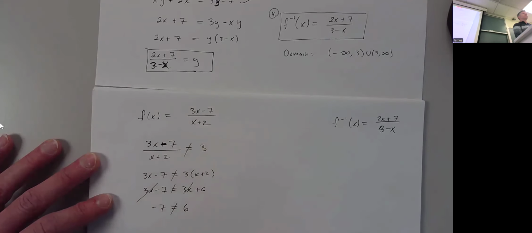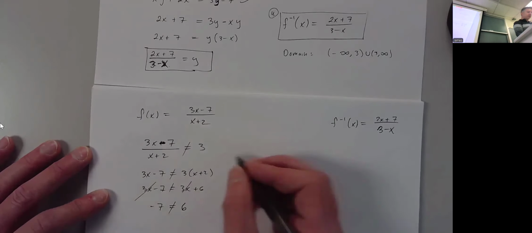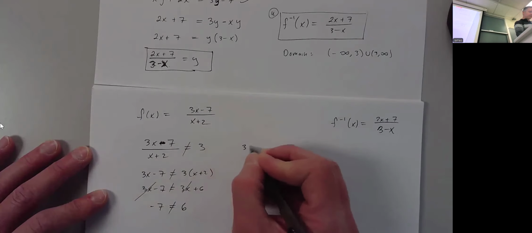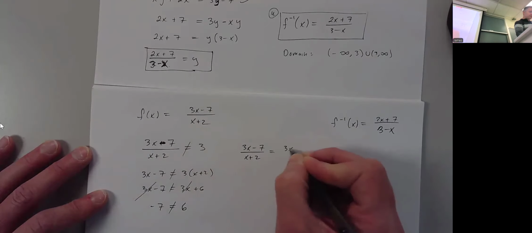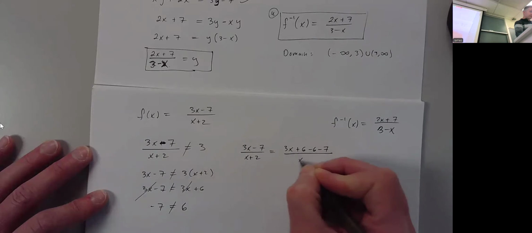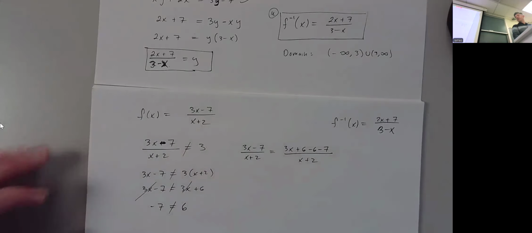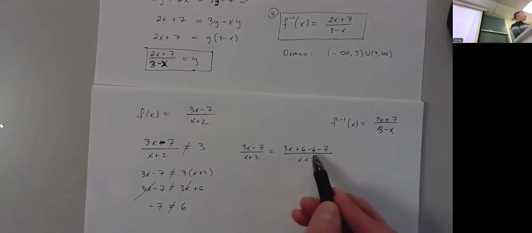So that can't be true. There's no way this could ever equal 3, right? Whatever value you pick, I'll write it this way as well. You could also write this as... so first of all, everyone cool with that? Is that the same? What did I do in the numerator? I added 6 and subtracted 6. I didn't change anything. I just wrote it differently.